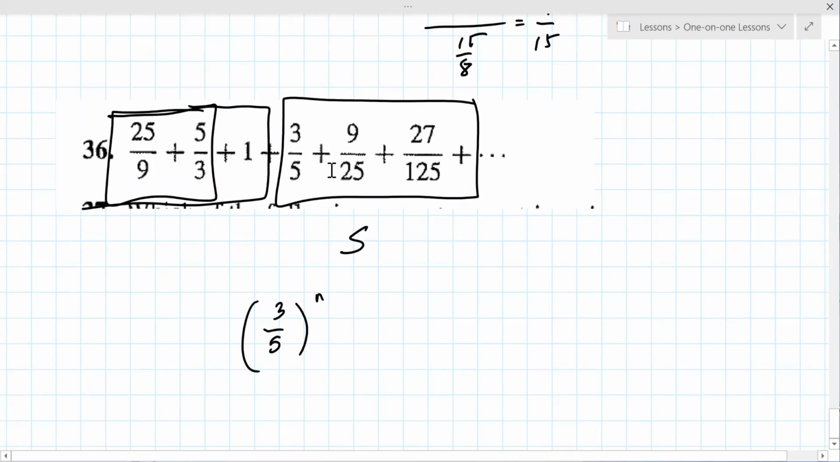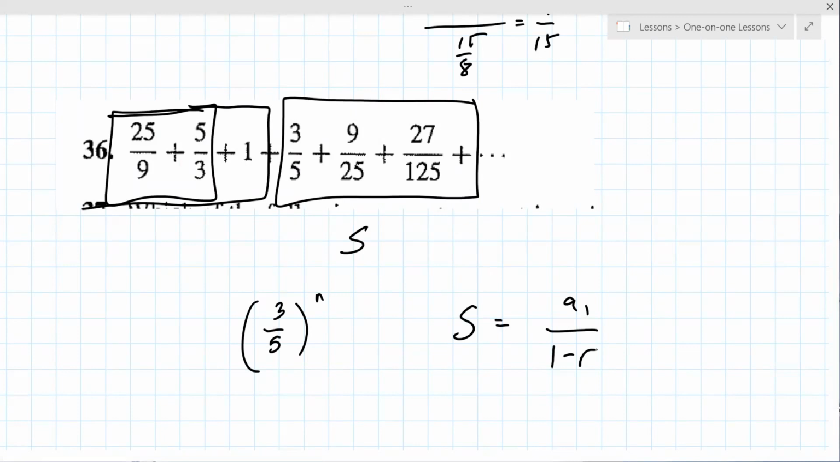Okay, so see if you can come up with the sum of this on the right here, and it's a1 over 1 minus r. Am I starting with 3/5 or am I starting with 1? I would start with 3/5. To me, this is a1 is 3/5 over 1 minus 3/5. Okay.